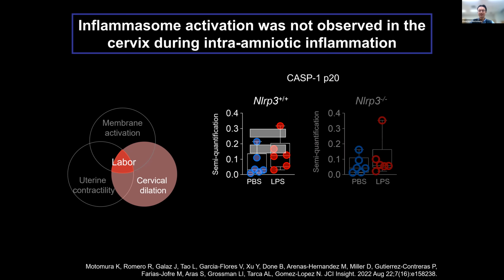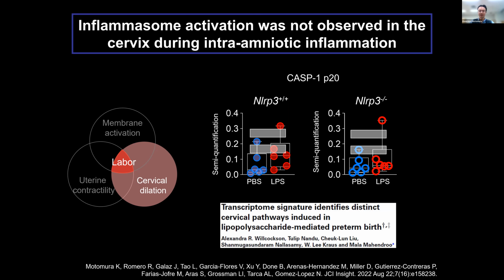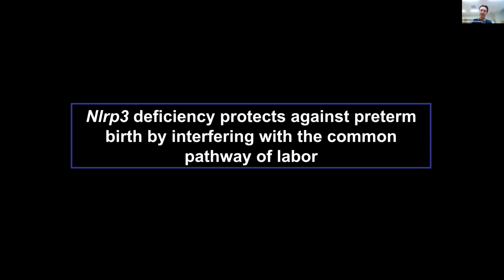However, inflammasome activation was not observed in the cervix of wild-type or knockout mice in response to LPS, which is consistent with a previous study. These results suggest that NLRP3 deficiency protects against preterm birth by interfering with the process of cervical dilation in the absence of inflammasome activation. Together, these data indicate that NLRP3 deficiency protects against preterm birth by interfering with the common pathway of labor.